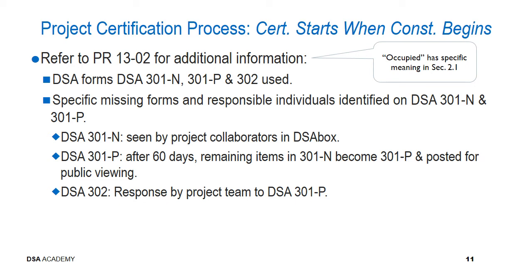So with regards to PR 1302, with the first sub-bullet here, DSA forms DSA 301-N, 301-P, and 302 are used. That's what is associated with the certification box. Before I forget, it's important to note that in PR 1302, the term occupied has a very specific meaning that's provided in section 2.1. Make sure you take a look at that should you have a project that is nearing certification, nearing the end of the certification process, or where construction is nearly completed.